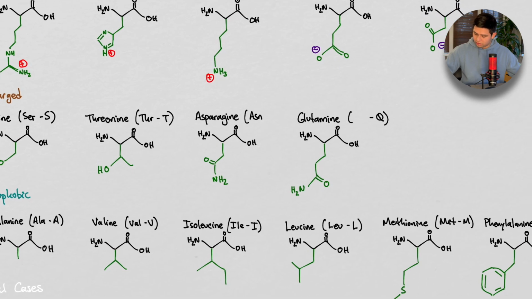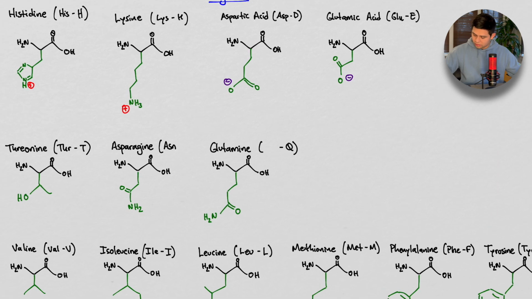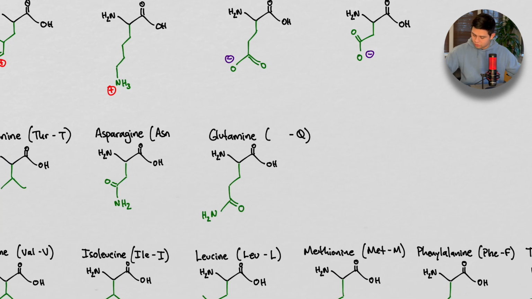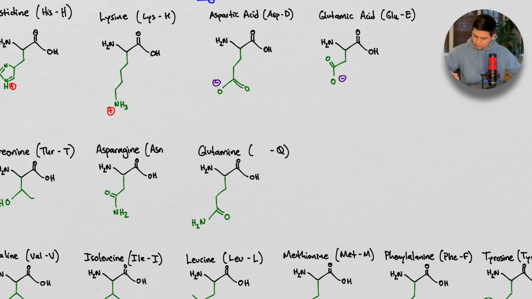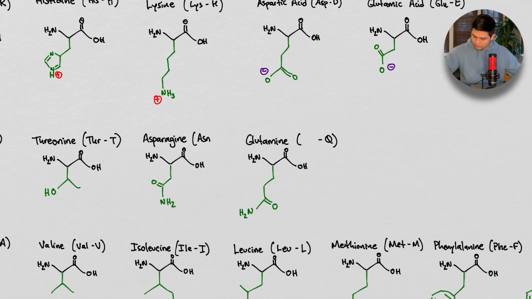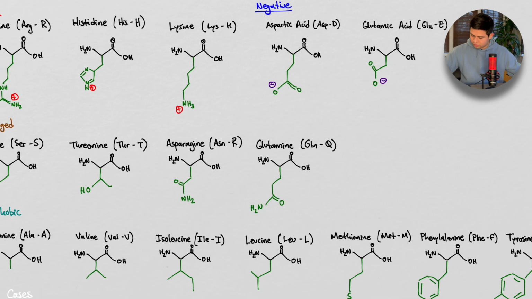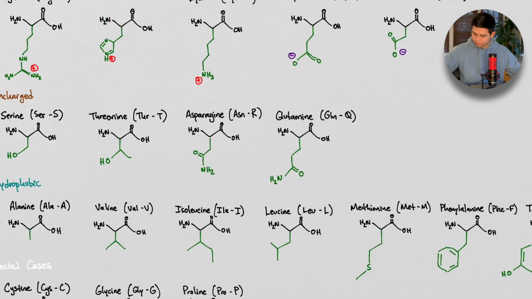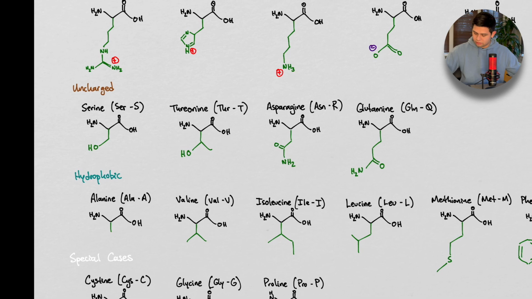I'm realizing right now that a few things got erased. Glutamine is Q, and asparagine is ASN, and that I believe is R. Glutamine is going to be GLN, if I remember that correctly. And these are all the uncharged ones, right?